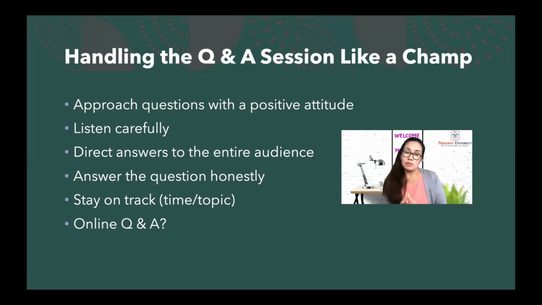What about the online Q&A session? Well, sometimes you can make use of the, what is it, the chat box to check the type of questions. Or sometimes you can address the question online as well by typing the answer in the chat box or answering the question directly. I think there will be no difference in terms of strategy to answer questions.